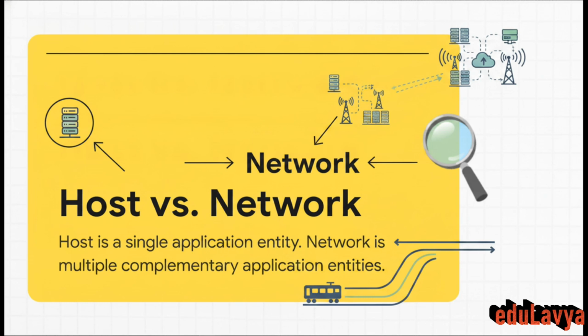Simple enough, right? On the flip side, a network represents multiple application entities. It's more of a collective domain, basically a whole cloud of resources where several complementary services live together. Trust me, getting this distinction down right now is going to be the absolute key to understanding how we route all our 5G traffic later on.